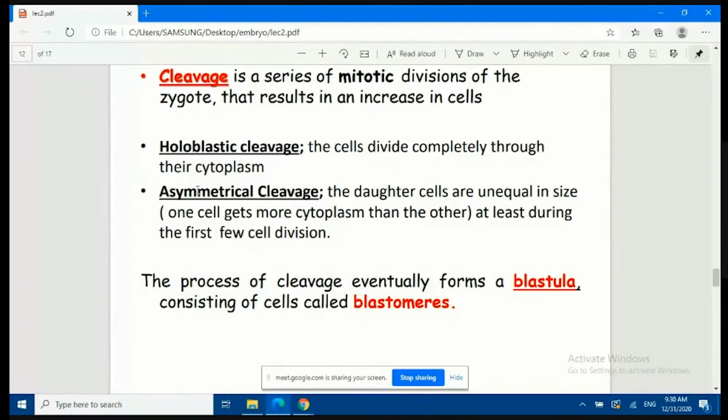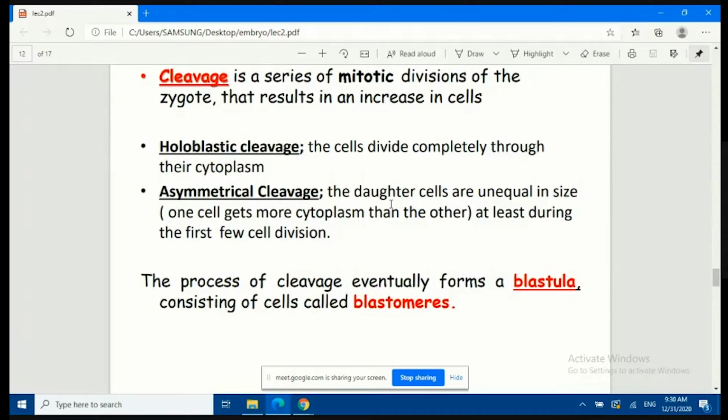The special characteristics are holoblastic cleavage and asymmetrical cleavage. What does holoblastic mean? It means that the cell itself will be completely divided through its cytoplasm. While asymmetrical cleavage, what does asymmetrical mean? It is a characteristic of the cleavage inside the zygote that happens in the human zygote, let's say the embryo of the human.